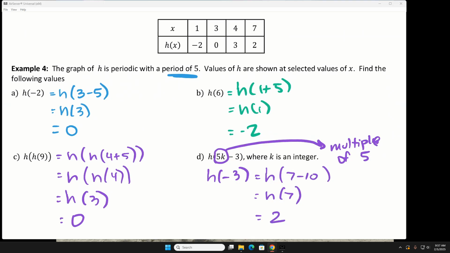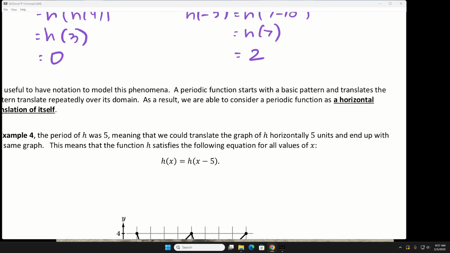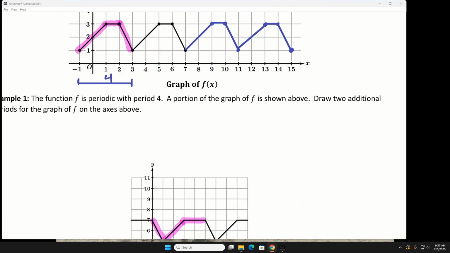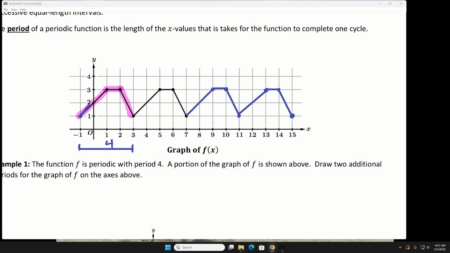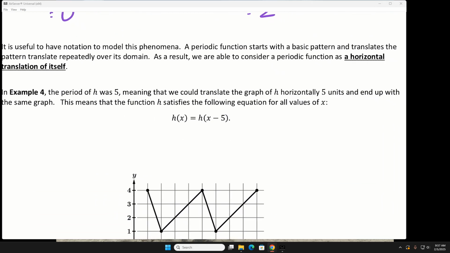Right. Now we can use some notation to model this phenomenon. The periodic function starts with a basic pattern, and then it's translated horizontally over and over again. For example, if we look at this first one, this is the pattern. If I take that and shift it 4 to the right, it's that. If I shift it 8 to the right, it's that. So it's a horizontal shift that shifts on top of itself over and over again. And you can represent that in that the original function is also equal to that function shifted whatever the period is, to the right or to the left.